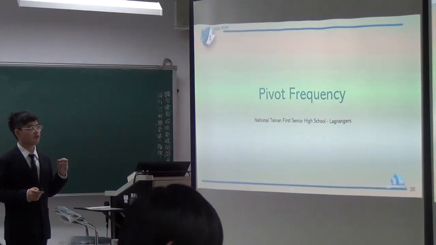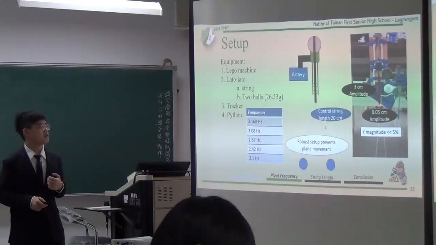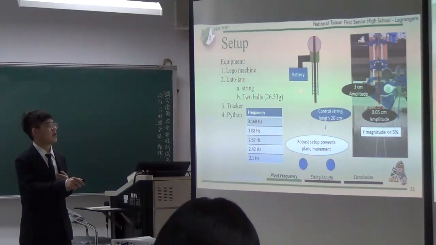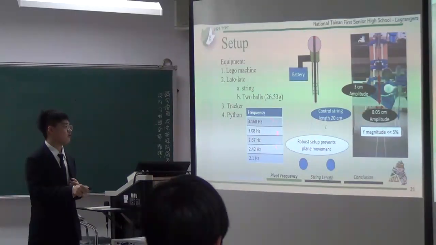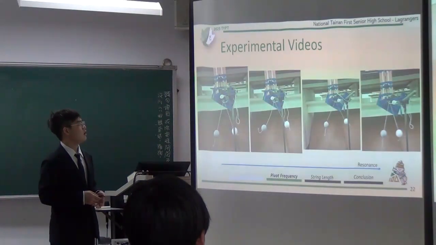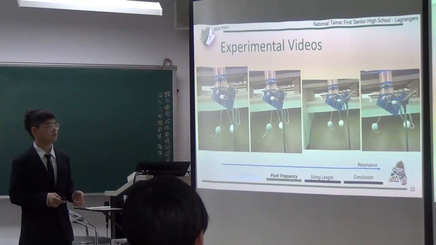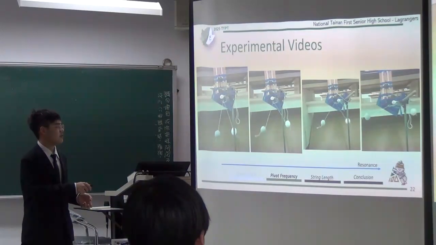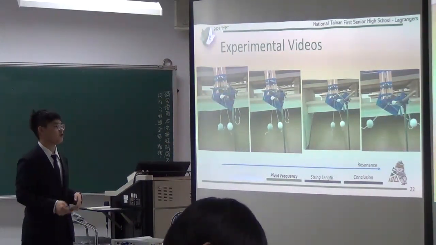So now we'll do the first experiment on the pivot's frequency. So this is our experimental setup. We use a Lego machine and the lato-lato with the 2 balls with this mass. And then we have different frequencies to test. So this is our experimental videos. So as you can see here, when the frequency reaches resonance conditions, the amplitude will get larger.